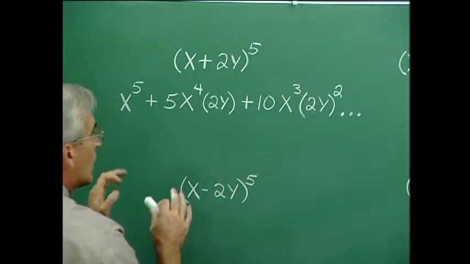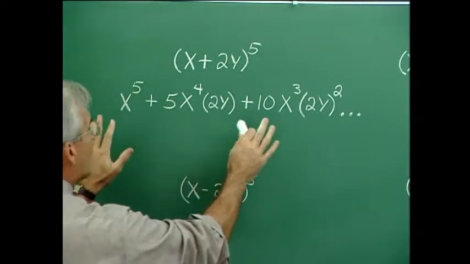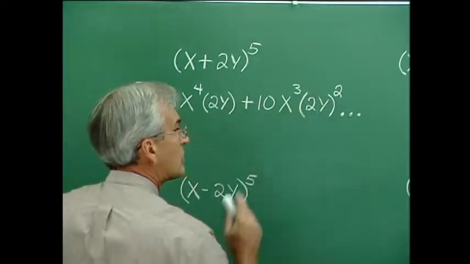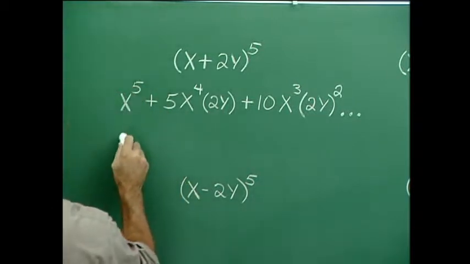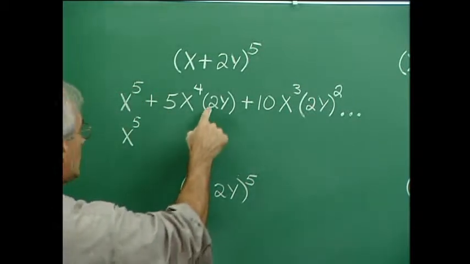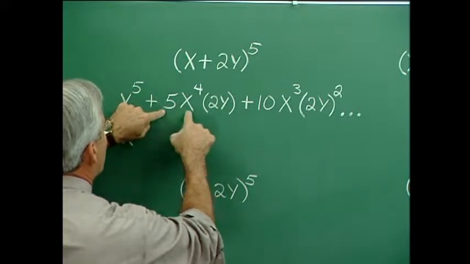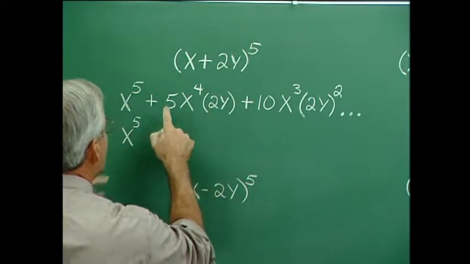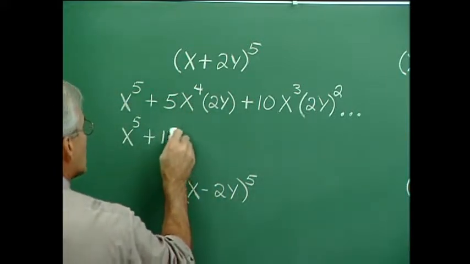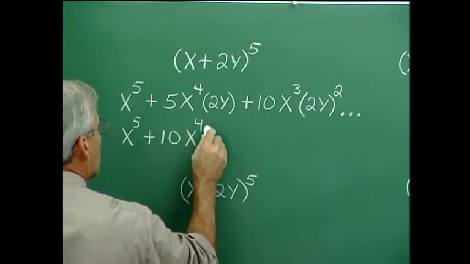Now, to continue further, though, we need to simplify these terms according to what we see. That is, we have 2y here times 5x to the 4th power. So the 2 has to be multiplied times 5 to give 10. So this is 10x to the 4th y.